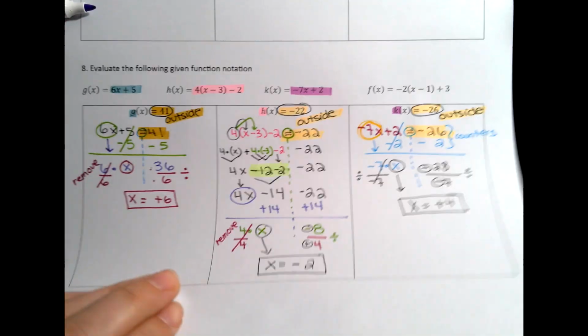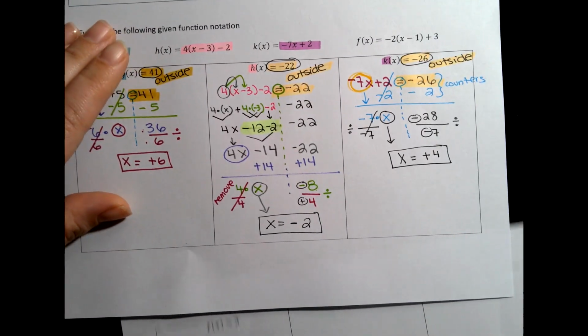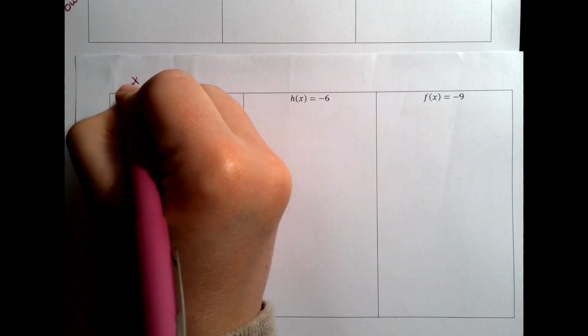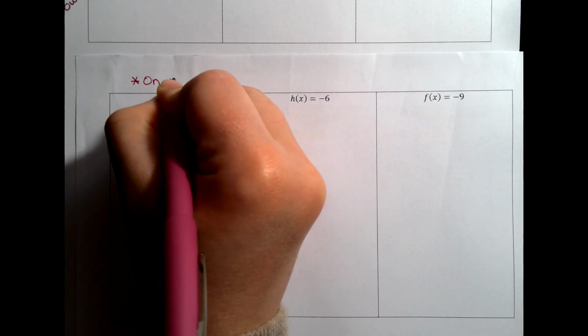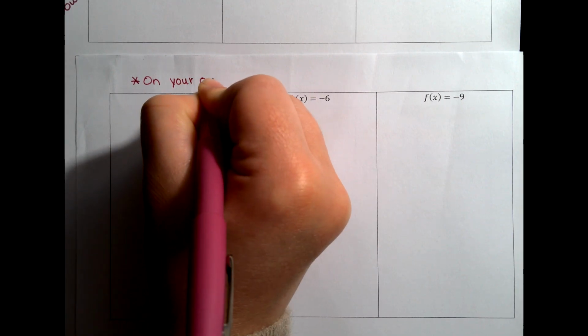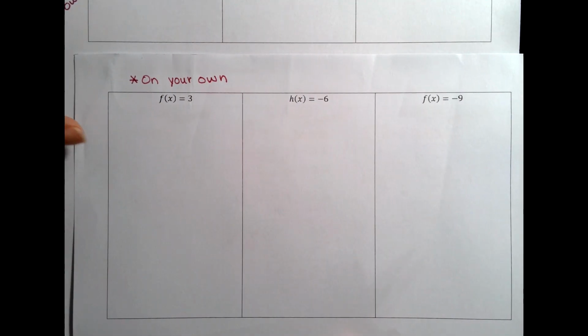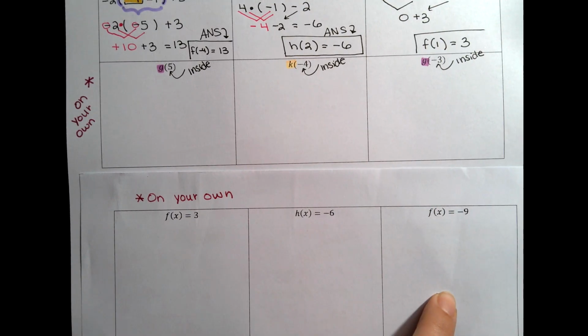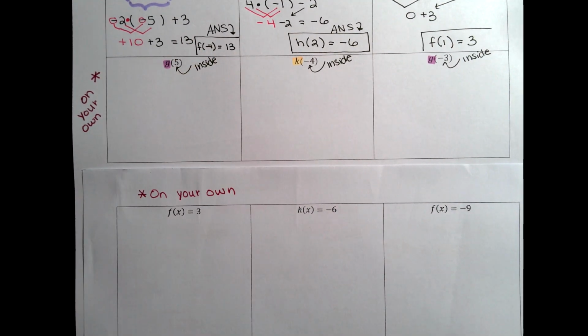All right, beautiful people. There are 3 more questions. This is going to be an on your own. So I am going to be walking around, checking the following 6 questions. 3 here, 3 here. Once you are done, please let me know. Thank you so much.